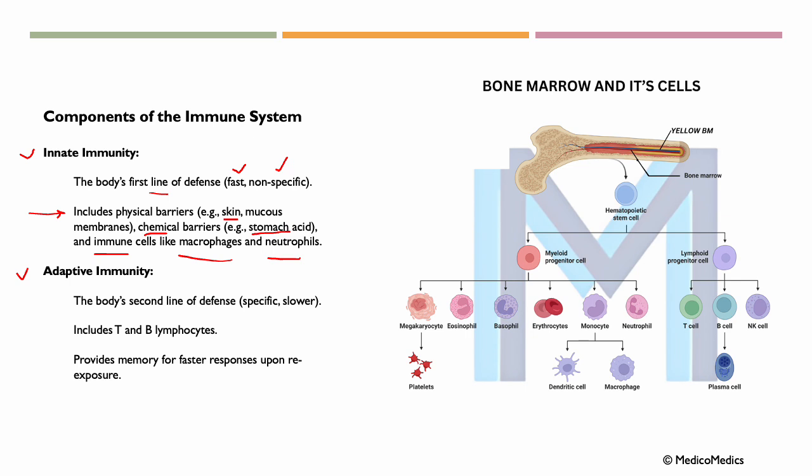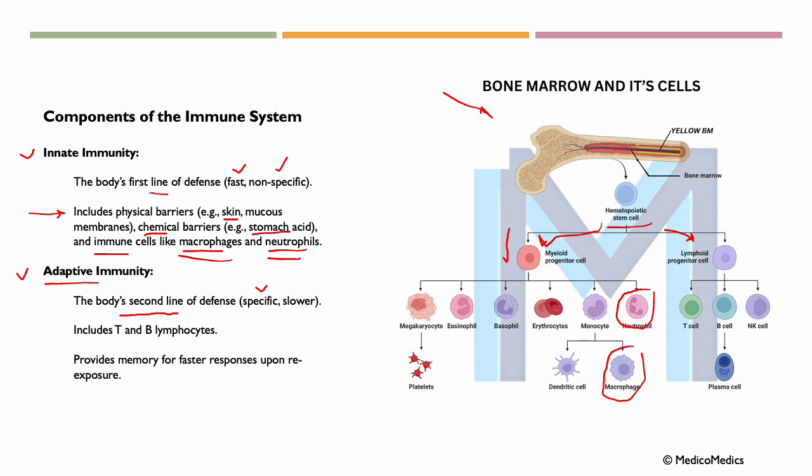And just to orientate yourself, we have here the bone marrow illustrated and the different cells that come from the hematopoietic stem cell, where we differentiate into the myeloid tree and the lymphoid tree. So when we mention macrophages and neutrophils, you can identify them here and here, meaning they come from the myeloid progenitor cell. Now, when we talk about adaptive immunity, we talk about the second line of defense.